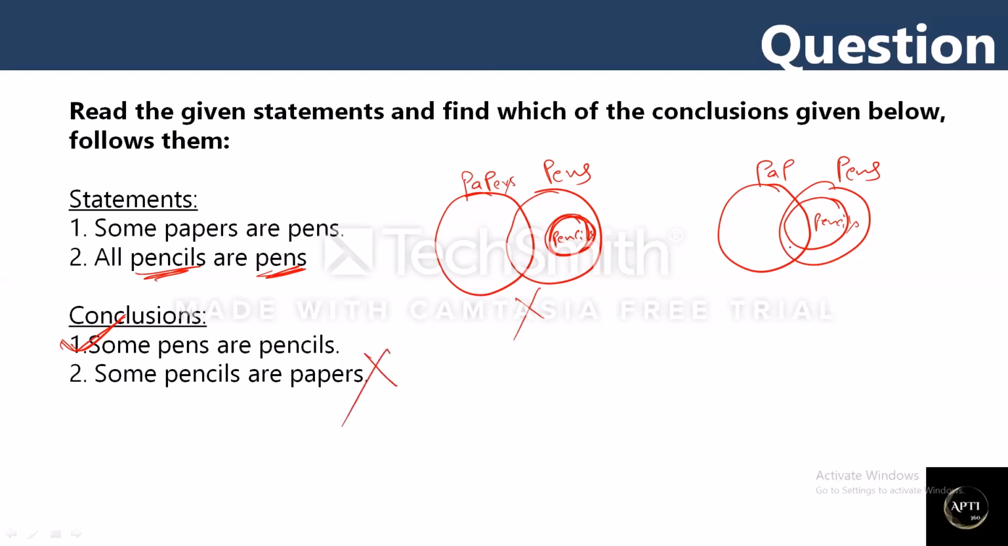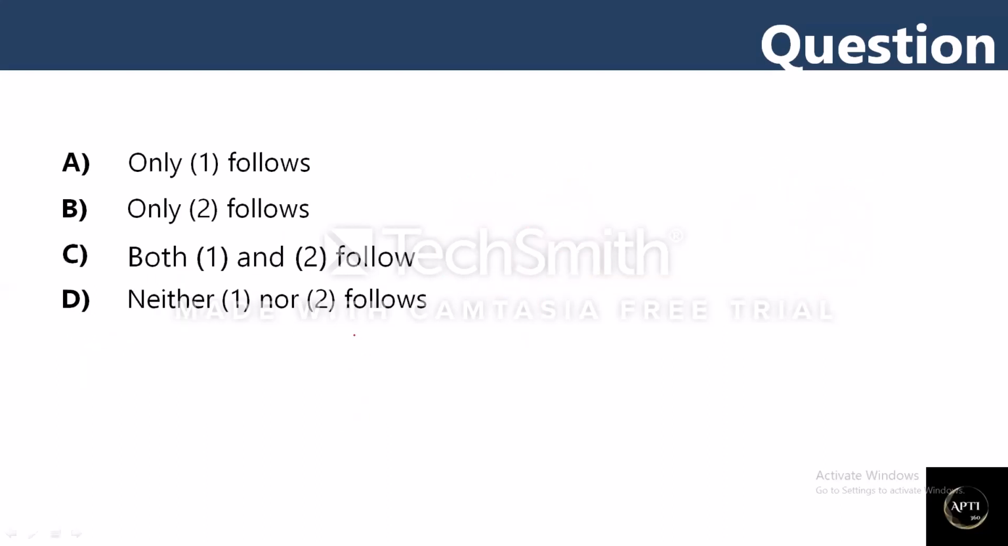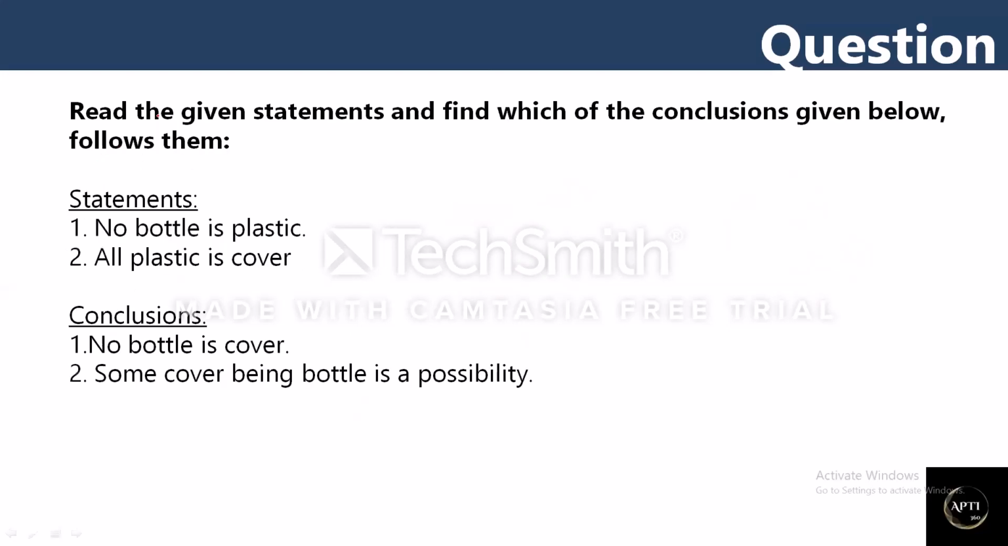If you want, you can cross check with the maximum case also. In the maximum case there is a connection between papers and pencils, so I can say the maximum case is satisfied, but the minimum case is not satisfied. Minimum case not satisfied, so the second conclusion is wrong. What is the correct answer? Only conclusion one follows. So again here also option A is correct. Okay, similarly we'll go with the next question.